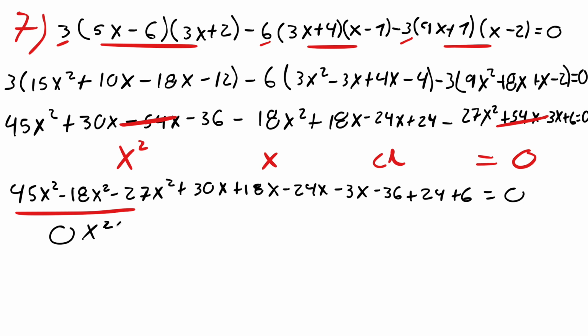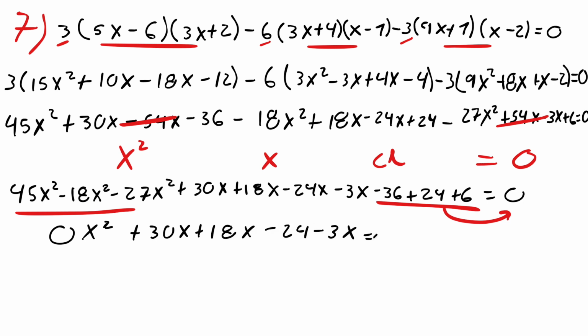And now let's rearrange in both sides of the equality. All of these must pass to the other side to do the opposite. And so we will have 30x plus 18x minus 24x minus 3x. All of that remained the same since we didn't change sides. That will be equal to 36 positive minus 24 minus 6.